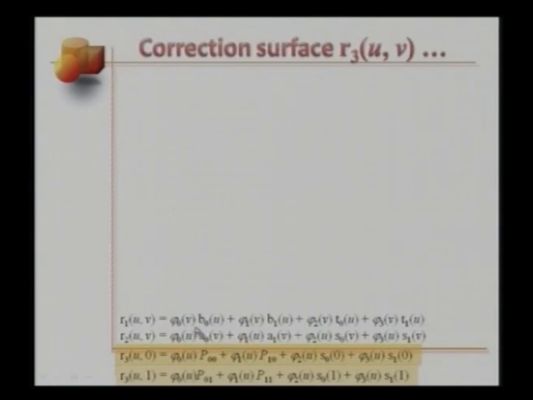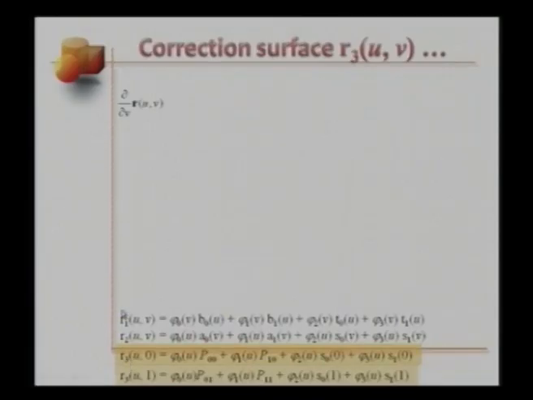So here I have copied the four important results that we would need: R1 of UV, R2 of UV, R3 of U0, R3 of U1. You must have noted down these expressions in your notes. All we would want to do now is to think about creating a lofted patch to get R3. And for that, we would need information pertaining to the first partial derivative of R with respect to V. So partial R over partial V is partial R1 over partial V plus partial R2 over partial V minus partial R3 over partial V.